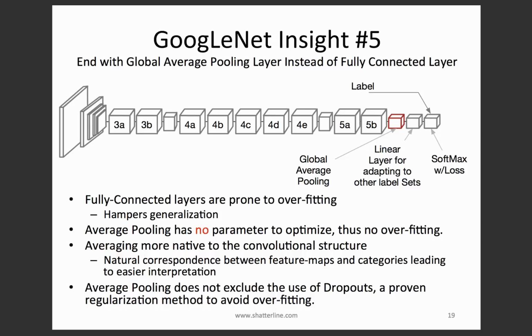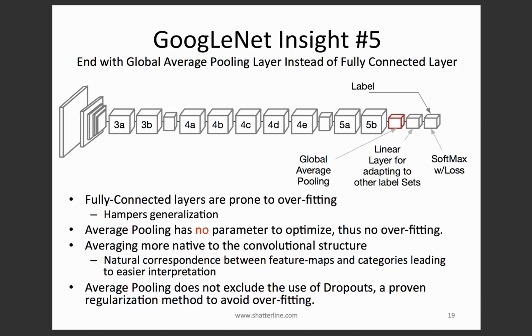The last insight that GoogleNet provides is the idea of replacing the fully connected layer at the end of the network with a global average pooling layer. Fully connected layers are prone to overfitting, which hampers generalization. Luckily, global average pooling has no parameters to be learned and thus no overfitting. The overall network benefits from fewer parameters as well.